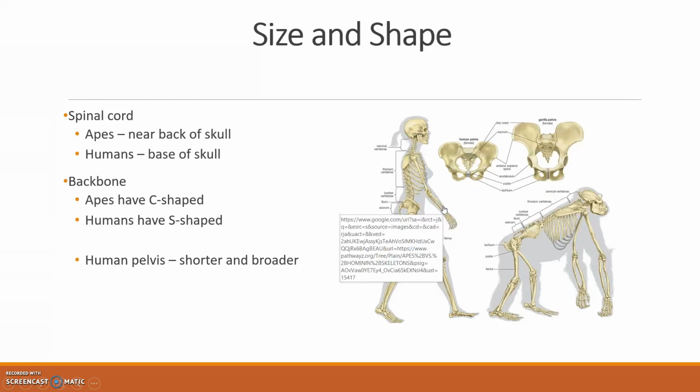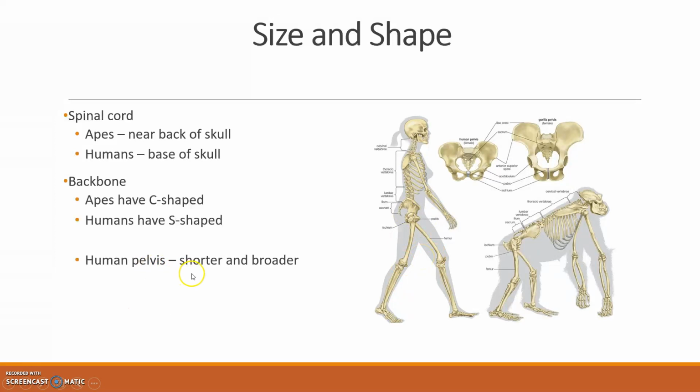An ape's spinal cord enters near the back of the skull, and our spinal cord enters at the base of the skull. And for apes, they have more of a C-shaped backbone, and we have more of an S-shaped backbone. And the reason that we have an S-shaped backbone is to keep our head centered above our feet.